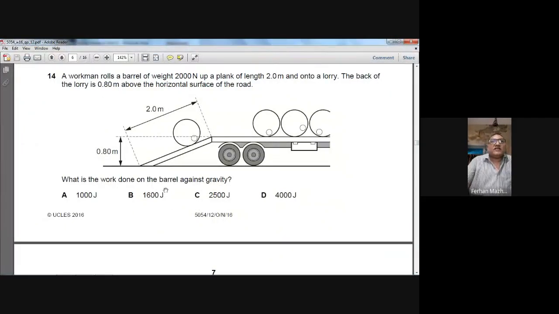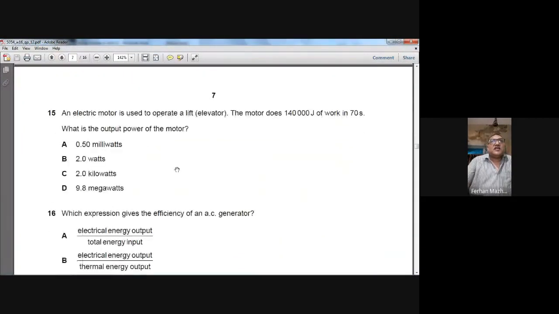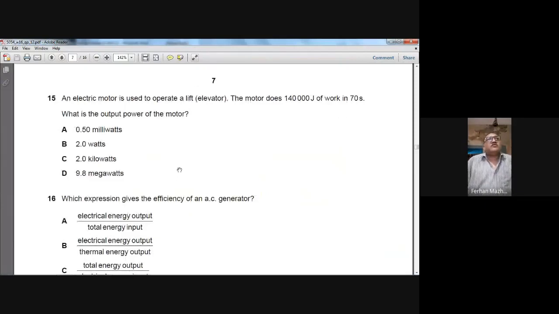I hope you have understood how we have done this. Now on your screen, we have question number 15. An electric motor is used to operate a lift or elevator. The motor does 140,000 joules of work in 70 seconds. What is the output power of the motor?